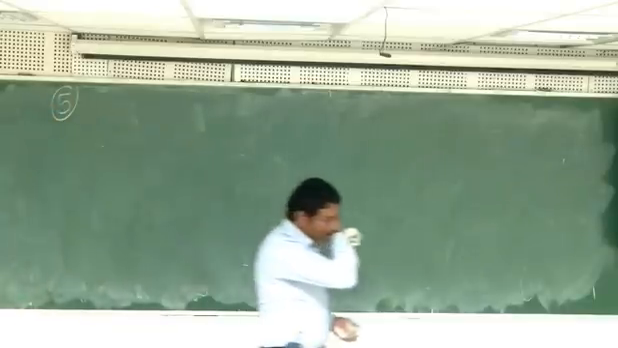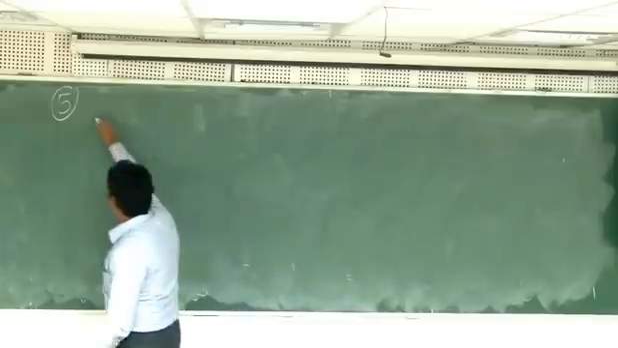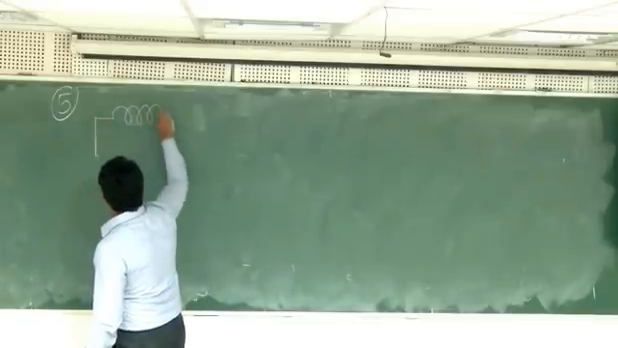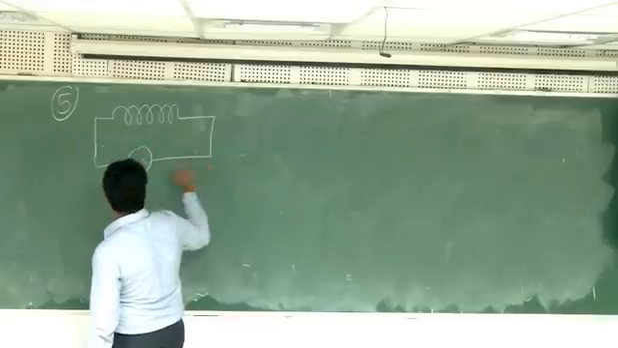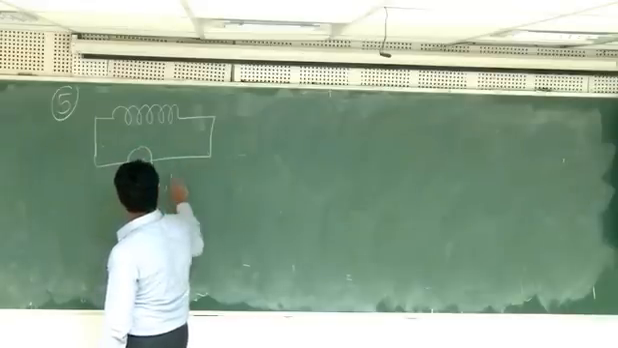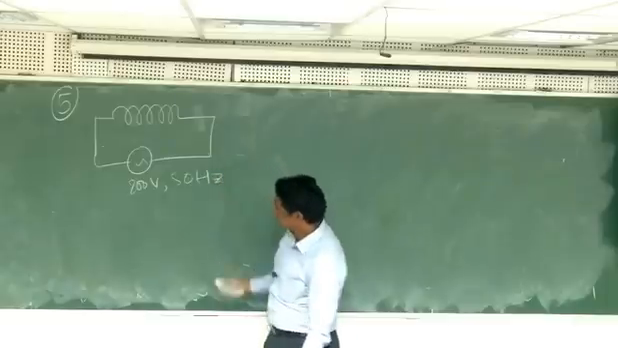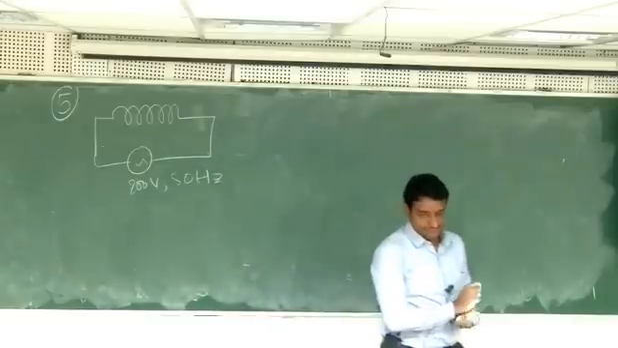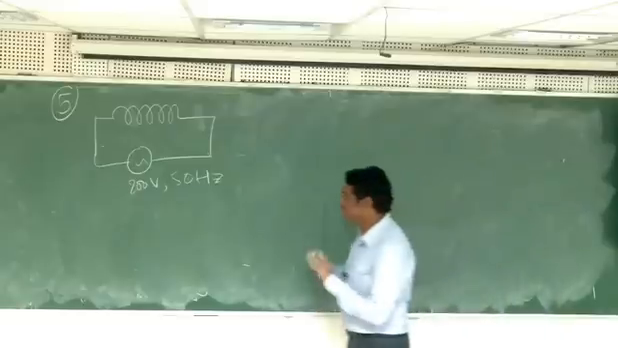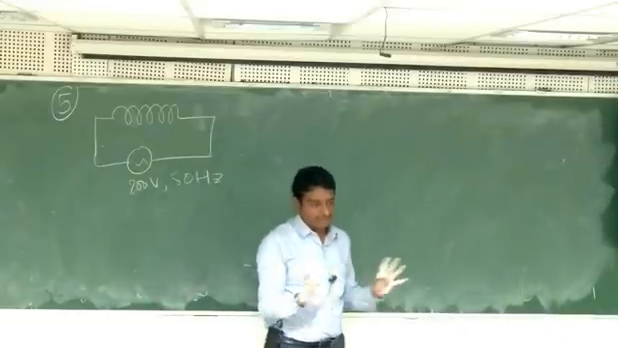The fifth one is a little bit conceptual. I'll just explain what it is. There is a coil and an AC supply, 200 volts, 50 hertz. Now, first of all, let me start by asking: 200, is it RMS or maximum? It's RMS. Anybody says the AC voltage is 200 volts, that means normally whatever values are given, that is RMS.